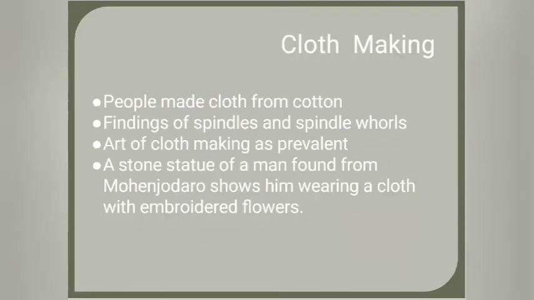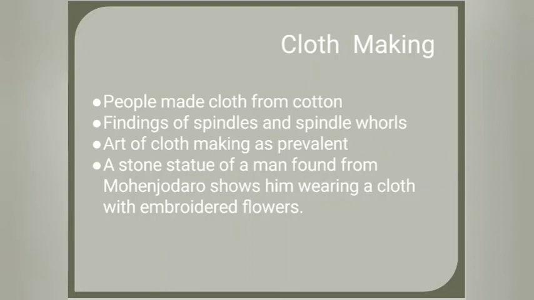Now we are moving to the next topic, that is cloth making. People made cloth from cotton, findings of spindles and spindle wheels, the art of cloth making was prevalent. A stone statue of a man found from Mohenjo-daro shows him wearing a cloth with embroidered flowers. So, if you see the cloth making, archaeologists have found evidence that people made cloth from cotton, and the findings of spindles and spindle wheels show that thread was being made from cotton.